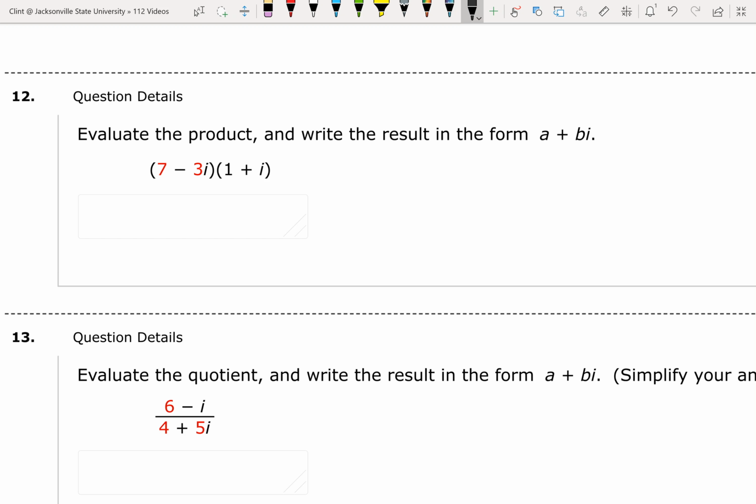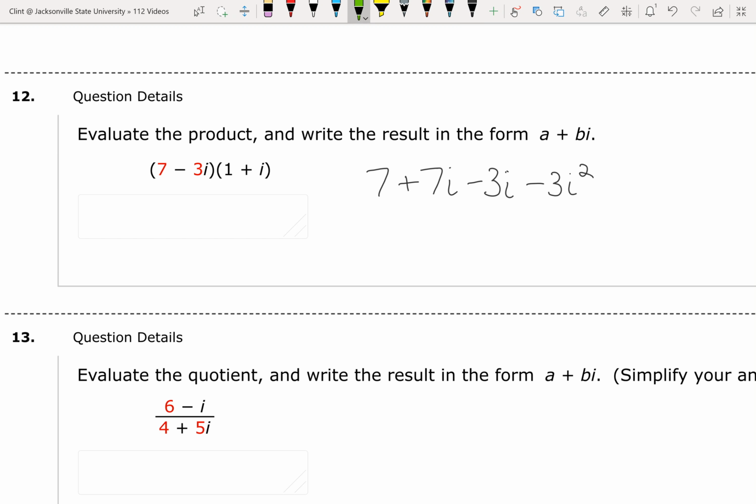So 7 times 1, the first terms, we get 7. If we do the outer terms, 7 times i, we get 7i. If we do the inner terms, negative 3i times 1, we get negative 3i. And then the last terms, negative 3i times i gives us i squared.